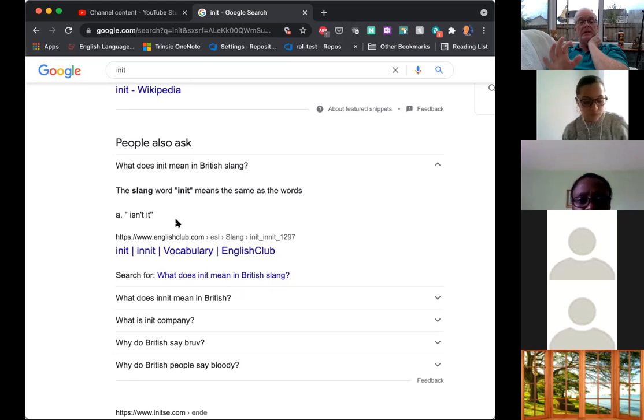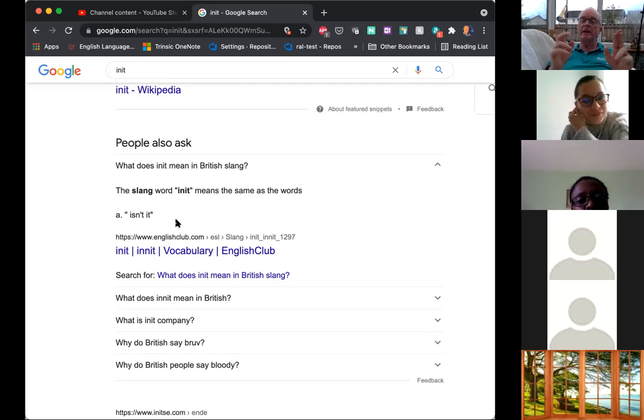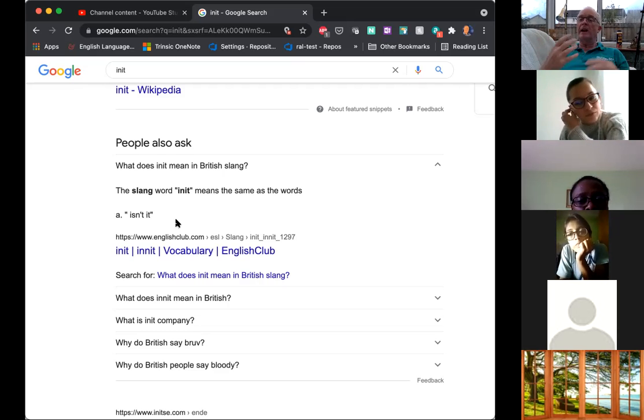Now, in Britain, and particularly in London, people have this annoying habit of saying "in it." They're saying something to you, and they want to really drive home the point, and they say, "in it." I'm teaching you this so that you're aware of it, not to encourage its use, because it sounds gross to me. "In it" is short for "isn't it," which is short for "is it not." So the obvious unspoken answer to the question is yes.